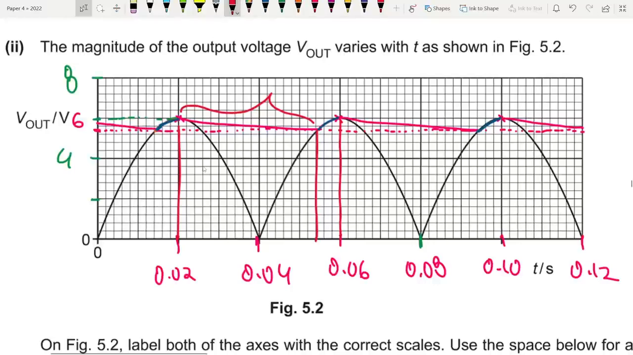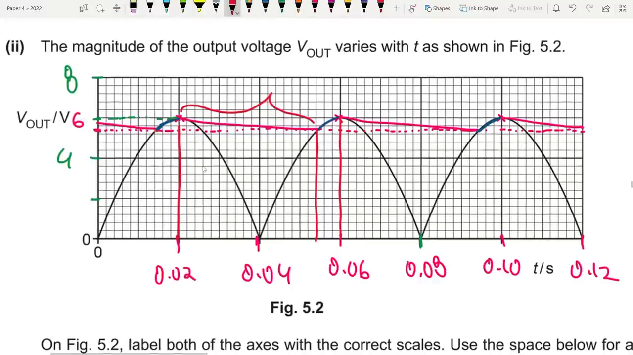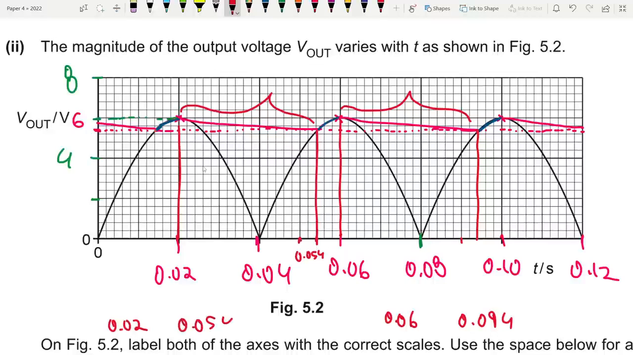Okay, so it starts at 0.06 and the discharging ends here. This is 0.09, 0.094. So think about it. It started at 0.06 and ends at 0.094, or it starts at 0.02 and ends at here. This is basically 0.054. This is 0.05, so 0.054. So what's the difference? 0.054 minus 0.02 gives you a value of 0.034 seconds. So that is the discharging time, 0.034 seconds.